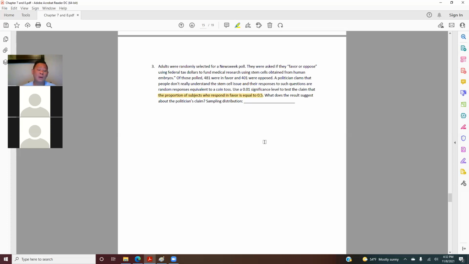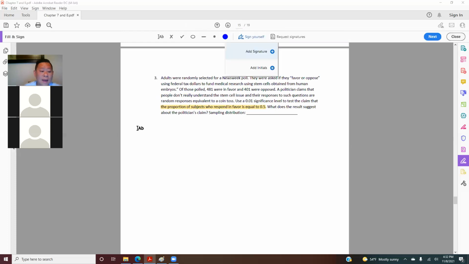So make sure that there are 2 things. One is the politician's claim about the stem cell issue, where it's equivalent to a coin toss. What's the meaning when I say equivalent to a coin toss? A coin toss means that you can get heads or tails. It's 50-50. So in this case, the claim is that the proportion of those who respond in favor equals 0.5. So we have to go through the whole 7 steps of hypothesis testing.